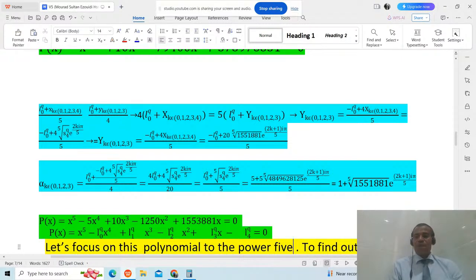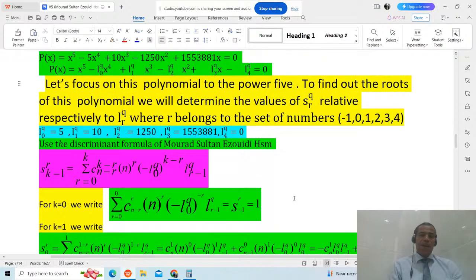Now we continue. We told that these are the coefficients of the polynomial to the power 5: 10, 1250, 155, 388, 1, meaning 1,553,881. And L4 of Q is 0 here, because we extended the power of the polynomial with the highest power 4, so the last term should be equal to 0. Now we continue.